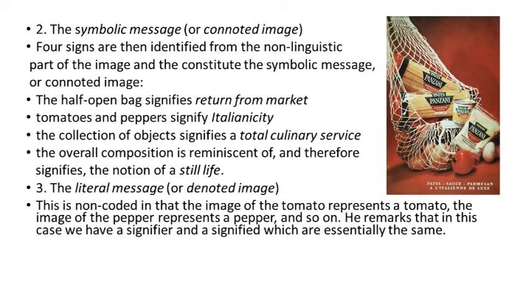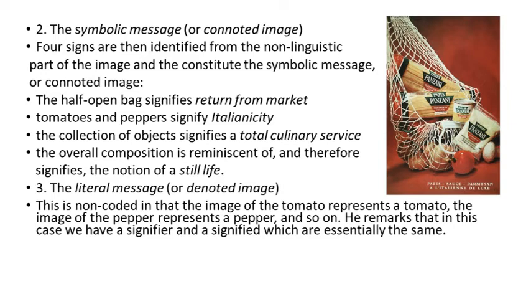Four signs are then identified from the non-linguistic part of the image, and they constitute the symbolic message, or connoted image. The half-open bag signifies return from the market. Tomatoes and peppers signify Italianicity. The collection of objects signifies a total culinary service, things associated with food. The overall composition is reminiscent of, and therefore signifies, the notion of a still life.